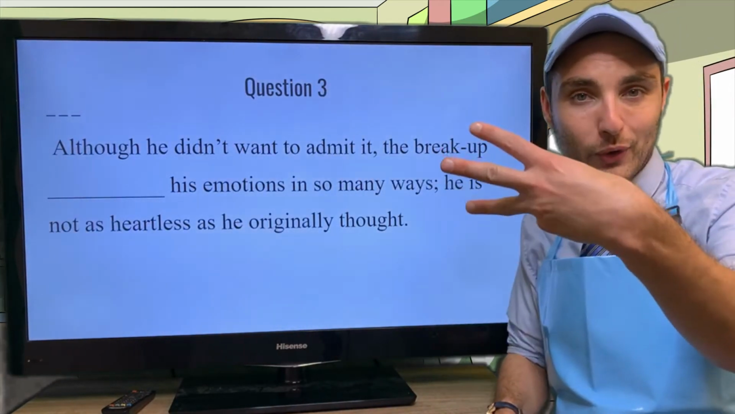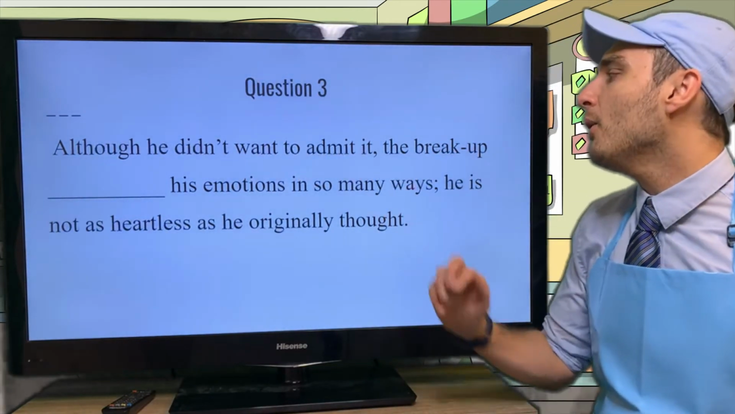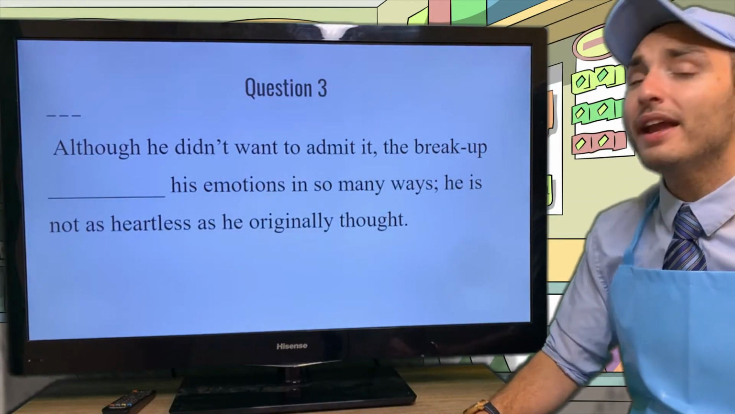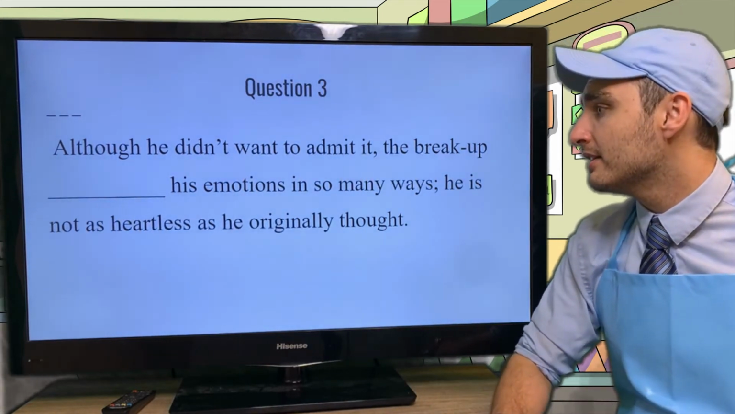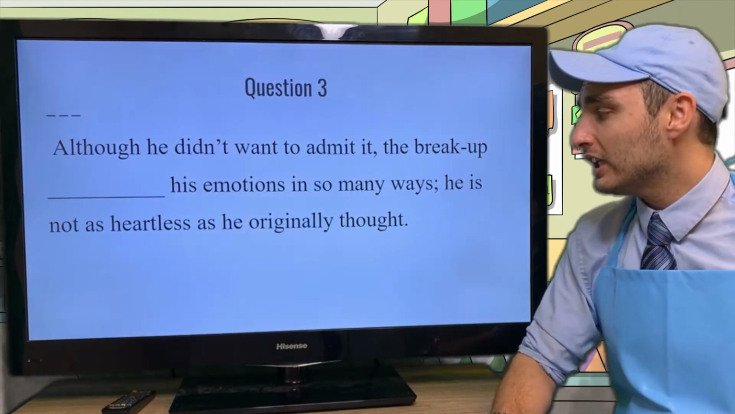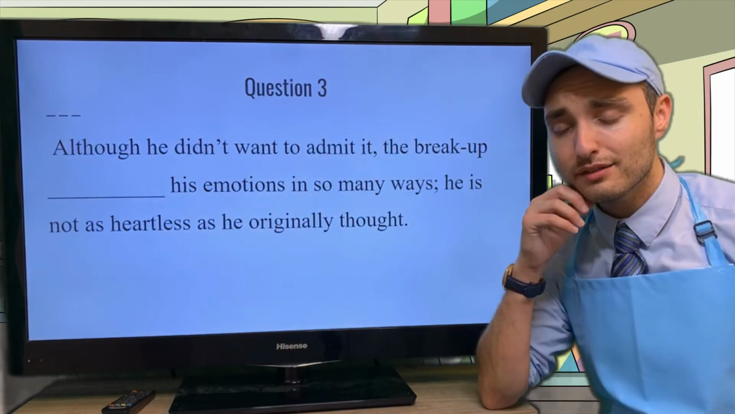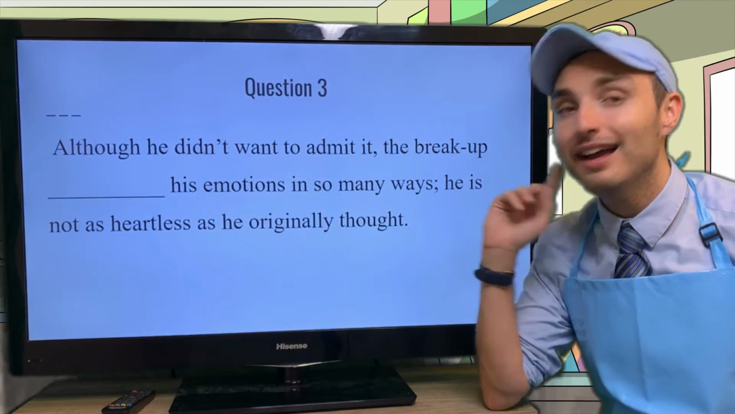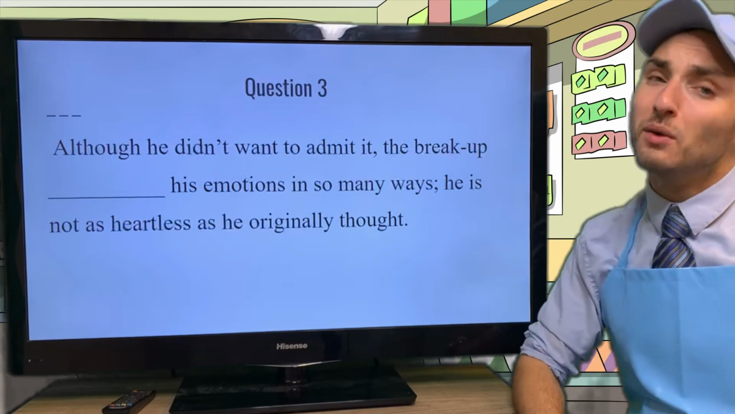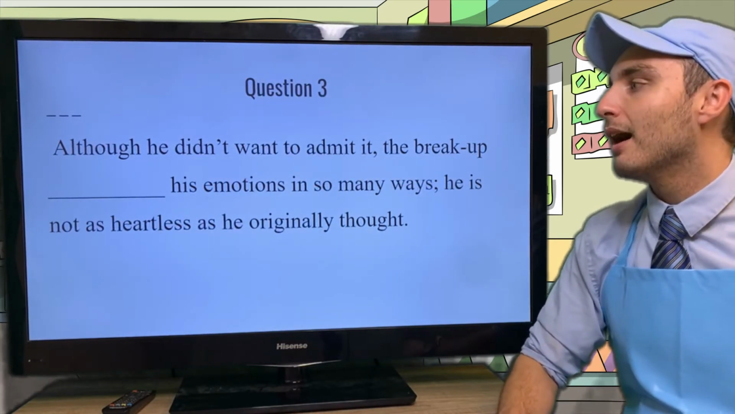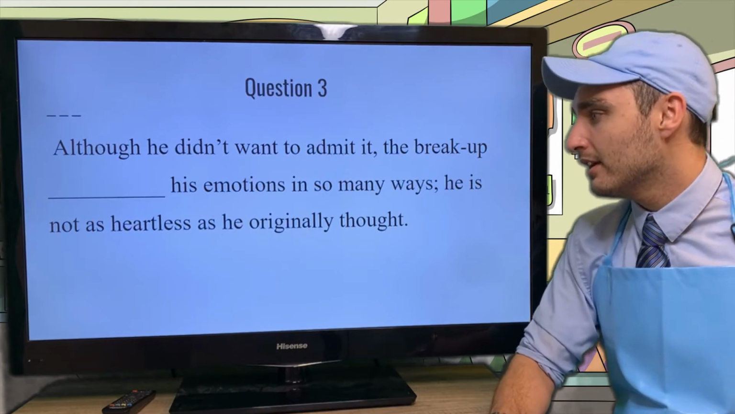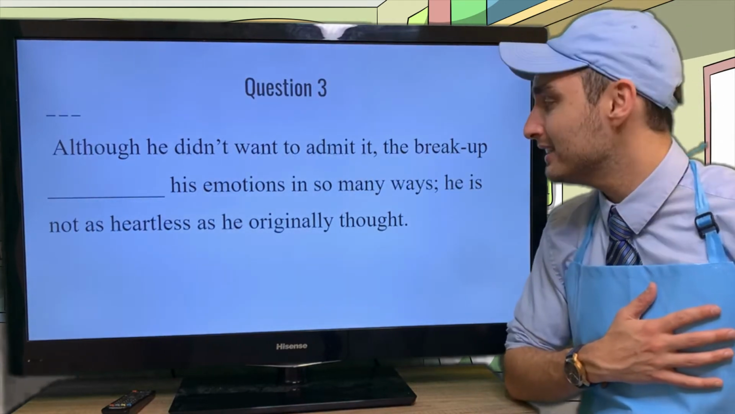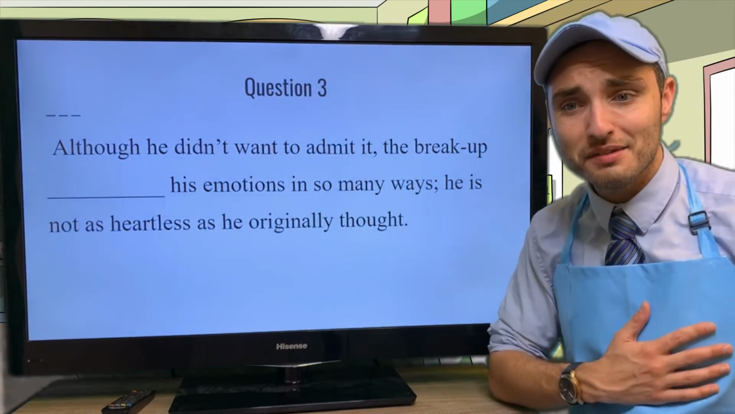Question three. Although he didn't want to admit it, the breakup blank his emotions in so many ways. He is not as heartless as he originally thought. Again, although he didn't want to admit it, the breakup blank his emotions in so many ways. He is not as heartless as he originally thought.